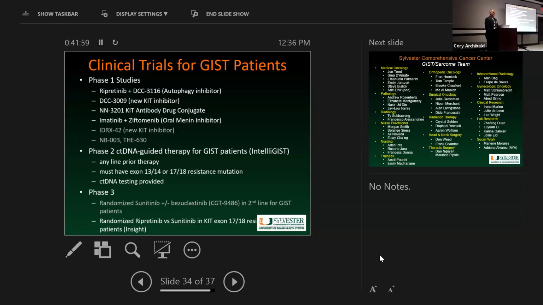We have a phase 2 study where patients with GIST who are resistant to imatinib or any other line of therapy are prospectively evaluated by ctDNA, and then we assign them the therapy that's most likely to result in benefit or response. And the ctDNA testing is provided for free. And there's a phase 3 study, the bezuclastinib, sunitinib second-line study, which is already fully accrued. We're just waiting to hear whether it met the endpoint of progression-free survival benefit over sunitinib alone.